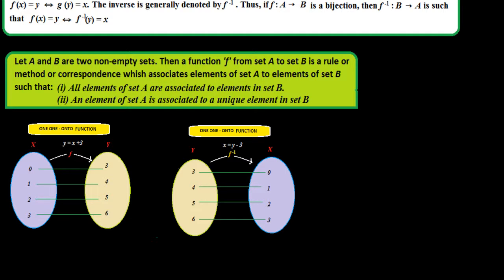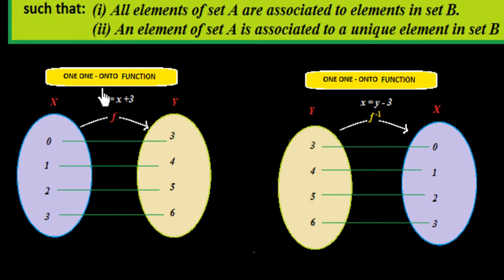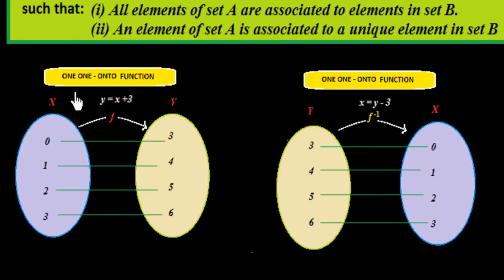Here first I want to explain the one-one onto function. Now here you see we have a one-one onto function. The function is y is equal to x plus 3, f of x is equal to x plus 3. This is our domain, and this is our codomain. So if we put 0 instead of x, we get 3. If we put 1, we get 4. If we put 2, we get 5. If we put 3, we get 6, because 3 plus 3 is equal to 6.